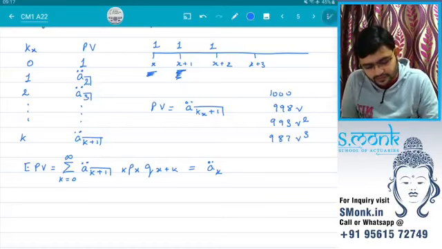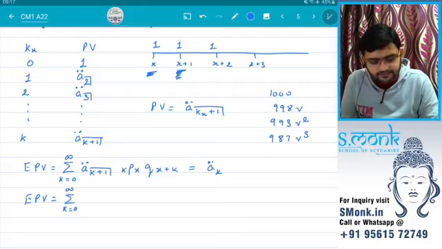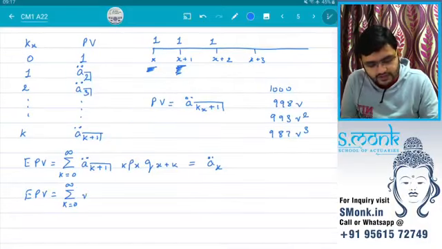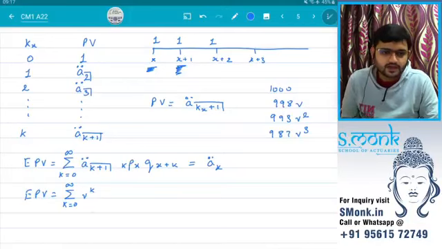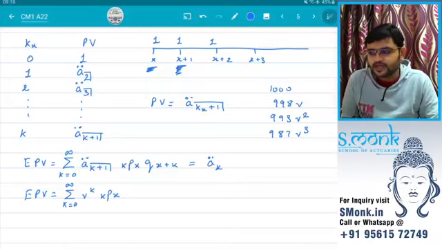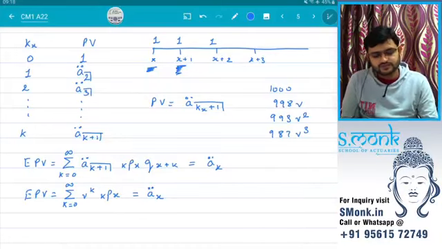In theoretical terms, our expected present value can be written as the summation, k going from 0 to infinity, of v raised to k, the payment given at time k, times kpx, to a person who is alive at that time. This is also our A due x.